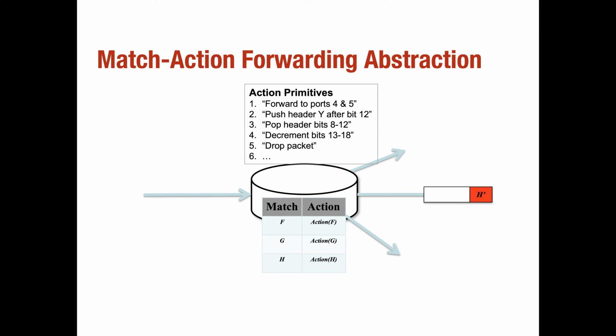So my question is that, I'd say that there are these 2 interesting action primitives called push and pop, right? So push header Y after bit 12, pop header bits 8 to 12. What do you think can be a use case for this? Okay, one answer is change the direction a packet is headed. Yes. Analyzing the network. Okay, fair enough.